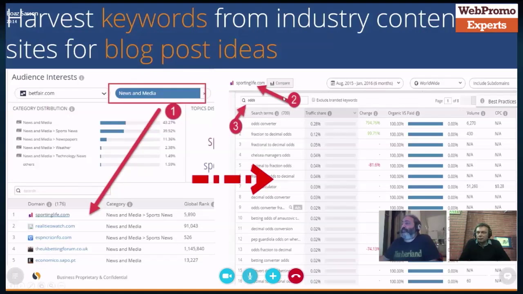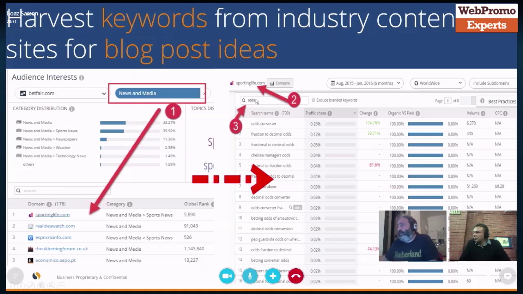Okay, so one approach, and this is just a short list because there are many nuances, is to look at keywords. In this case I started with Betfair, and I was looking at audience interest, what other sites, and specifically what news sites, people who go to Betfair also go to, and I saw Sporting Life at the top. And then I went into Sporting Life, into their keywords, and I started searching.